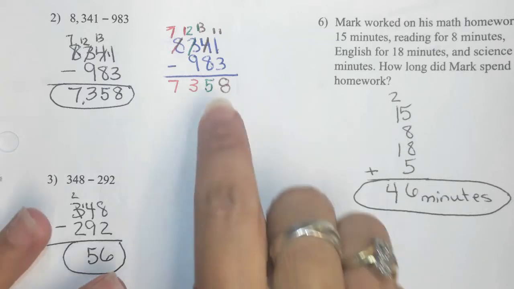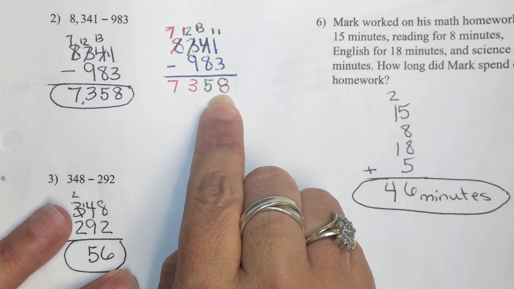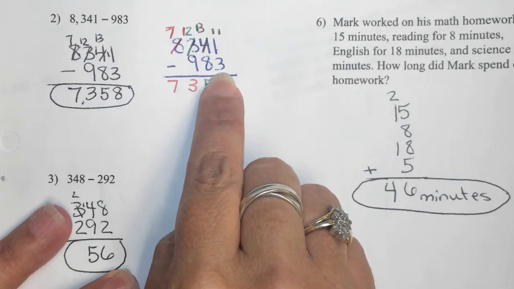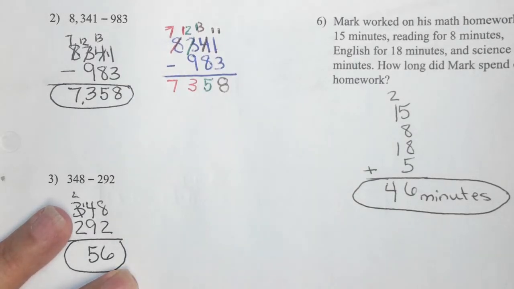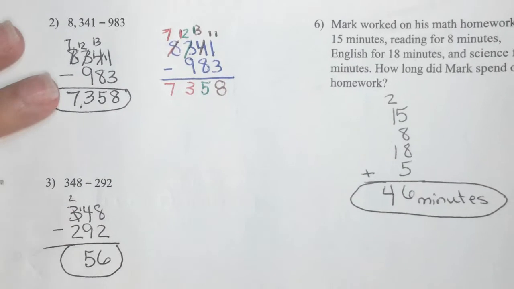Okay? Check it by adding. You would add 7,358 to 983, and you should get the top number. Okay, we good on that one? Okay, going to number 3. Let's see what we got.